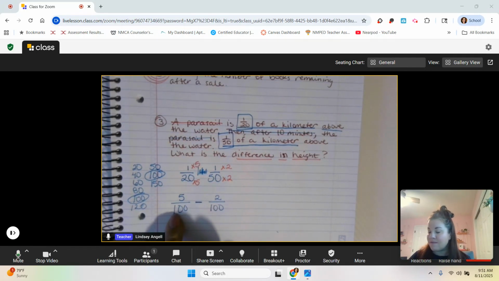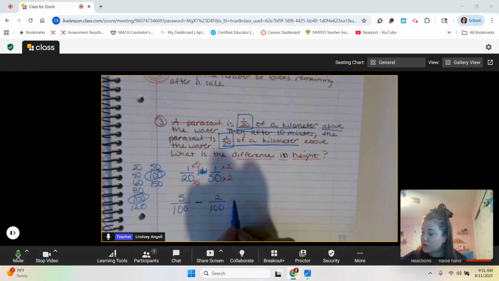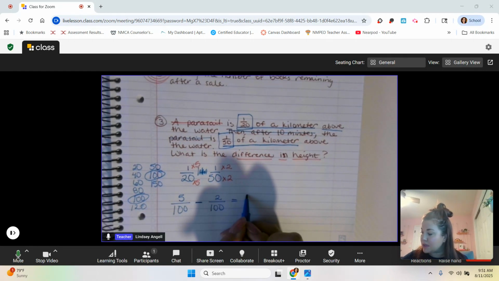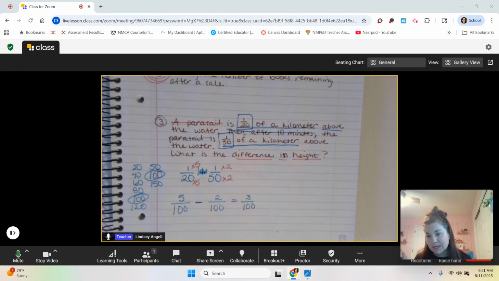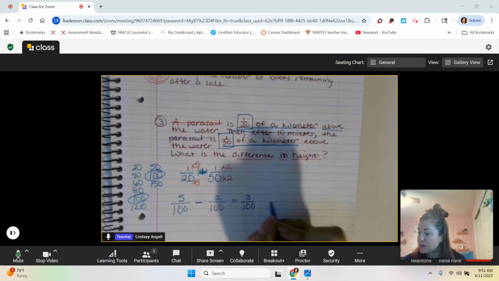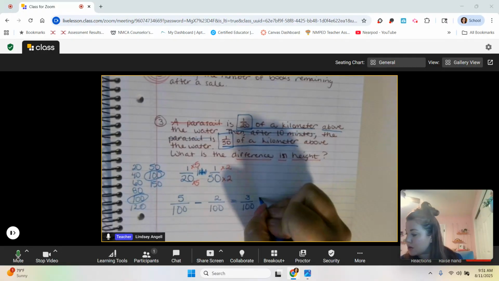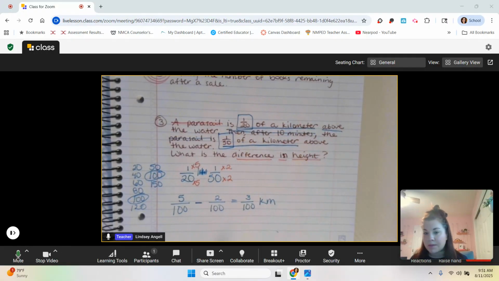So we can go ahead and subtract them. Okay, 5 hundredths minus 2 hundredths gives me 3 hundredths. Okay, not done yet though. I know that my numbers are referring to kilometers, so I have to put that in my answer. You could either write out the entire word, or the abbreviation for kilometers is km. Okay, I hope that helps.